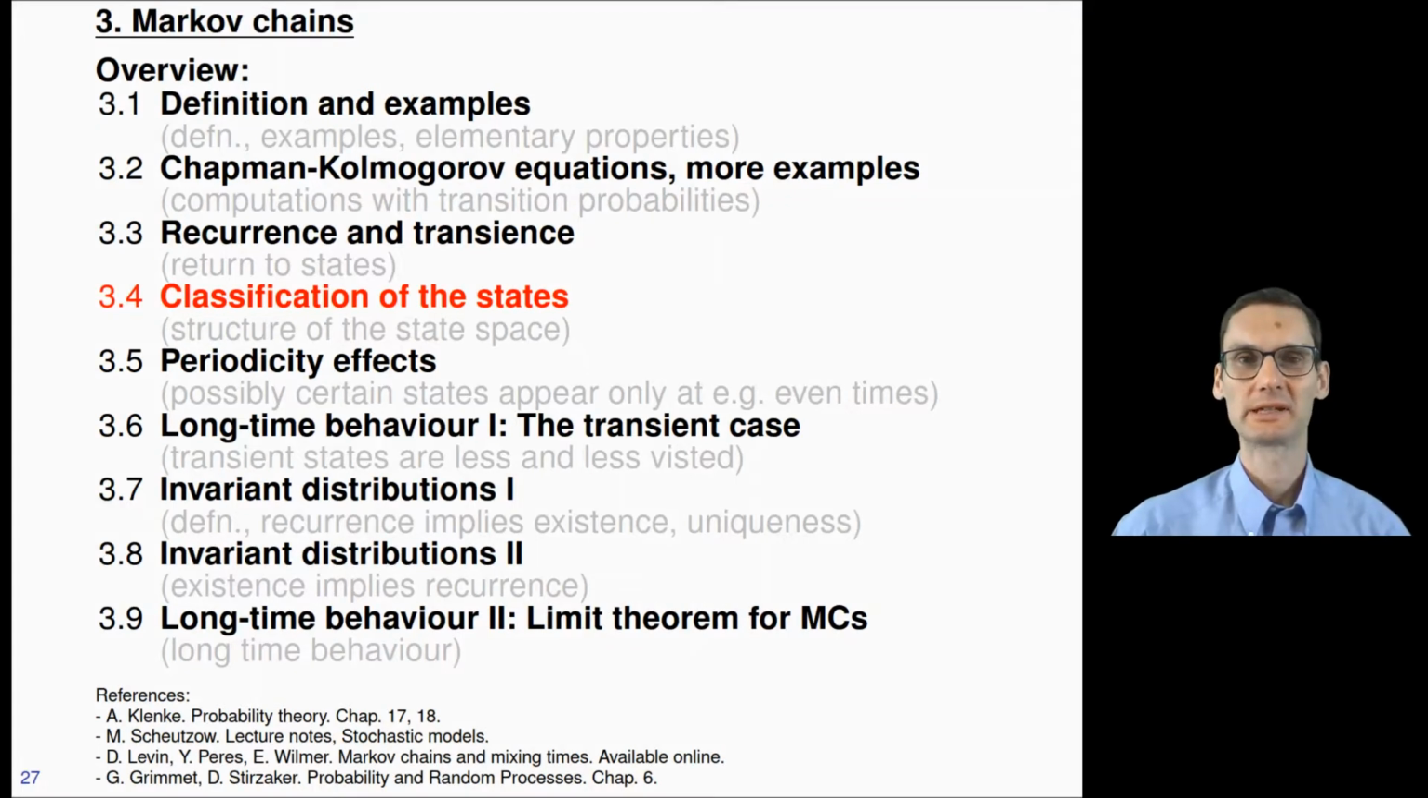Welcome to section 3.4, classification of the states. So here we want to understand the structure of the state space. Recall from the last section, where we dealt with recurrence and transience, that we looked at one state and decided whether it was recurrent or transient according to the n-step transition probabilities. But this was really for one state.